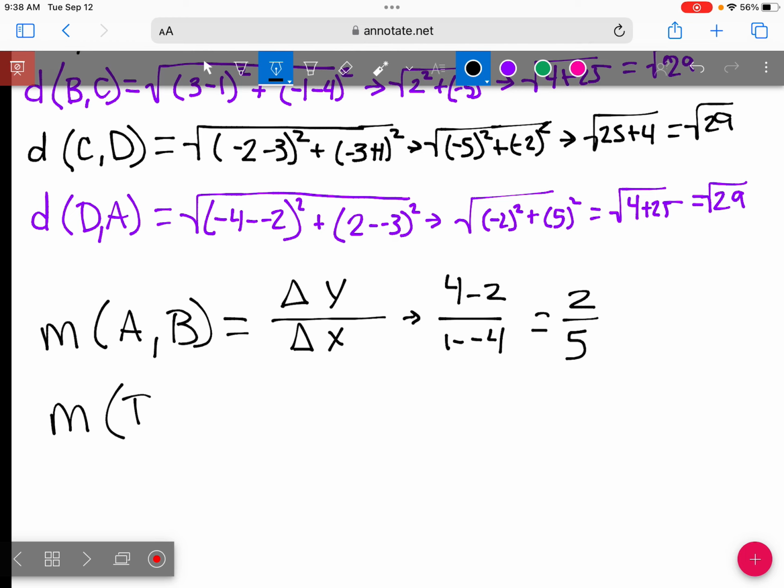Slope of BC. Y's over x's. Rise over run. -1 minus 4 over 3 minus 1. Our slope is -5 over 2.